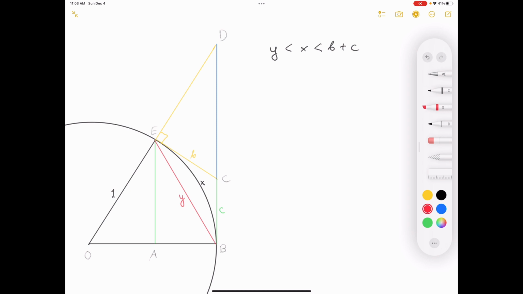Now let's look at this triangle here. This is a right triangle, whose hypotenuse is equal to y and whose one of the legs is the green line segment that I denote by A. And we clearly then have that A is less than y, as a leg of a right triangle is always less than the length of its hypotenuse.